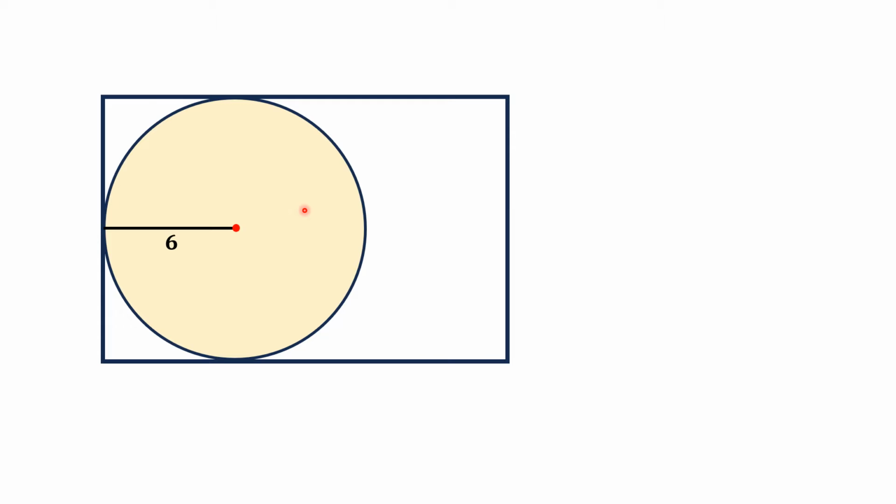Hello everyone. In this video, a rectangle is given, and a circle is inscribed in this rectangle in such a way that it is tangent to three sides of the rectangle from inside. This circle has a radius equal to 6 units.